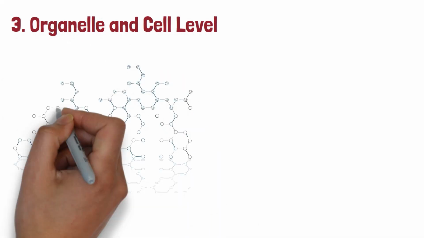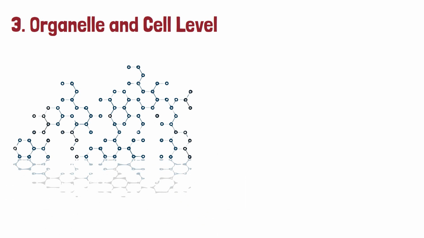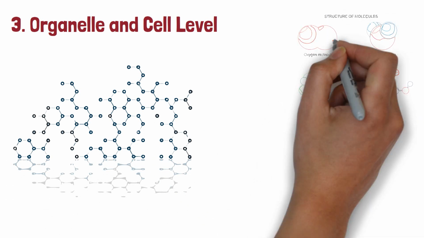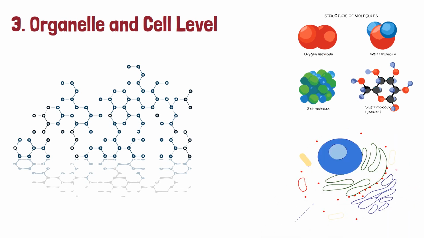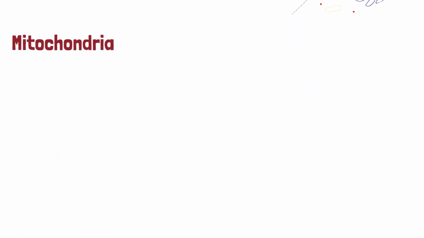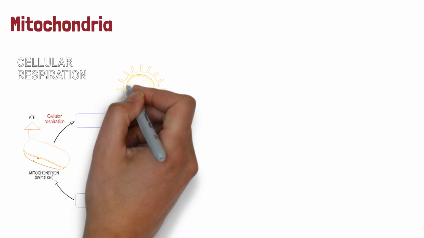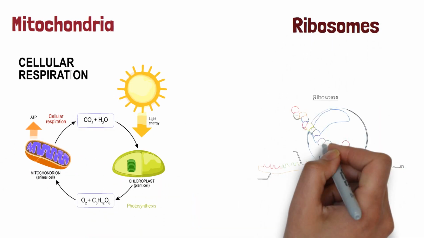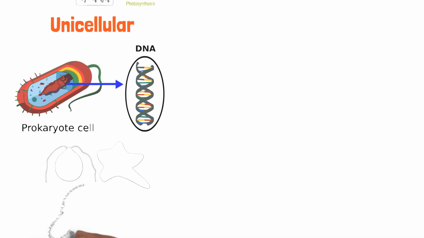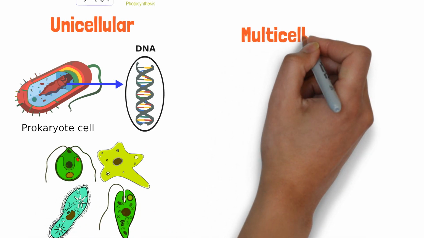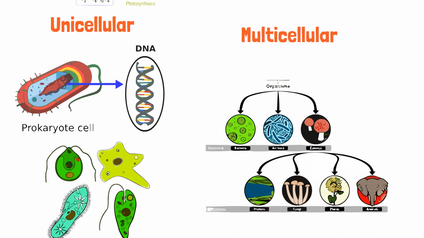Organelle and cell level. Biomolecules come together in specific ways to form cellular structures called organelles. When organelles assemble, they create the fundamental units of life known as cells. Each type of organelle has a specific function. For instance, mitochondria are specialized for cellular respiration, and ribosomes are for protein synthesis. Some organisms consist of a single cell, prokaryotes and some protists, while others, like animals, plants, and fungi, are made up of trillions of cells.